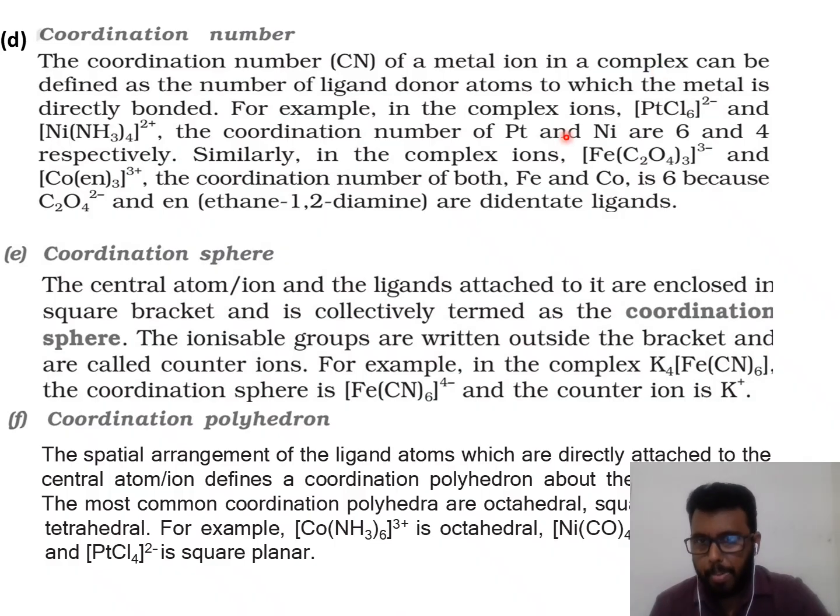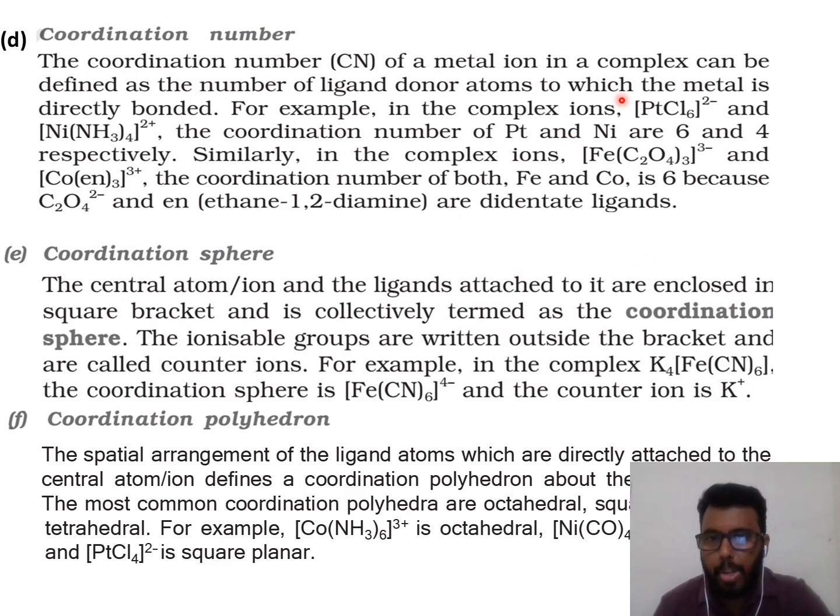So the coordination number of a metal ion in a complex can be defined as the number of ligand donor atoms to which the metal ion is directly bonded. Just the number. How many ligands are bound with the central metal ion? That is your coordination number.